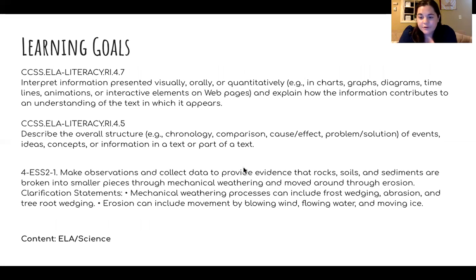The learning goals for this lesson, there's ELA and science goals. Students are looking at text structure in this lesson, and then they're going to be talking about how pictures and other kinds of information contribute to how we understand different texts and concepts, and then also have students look at and give evidence for weathering and erosion.